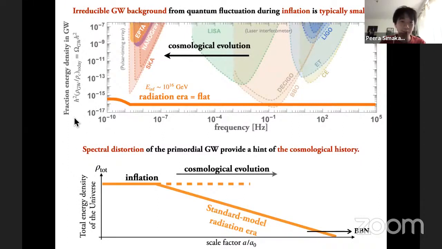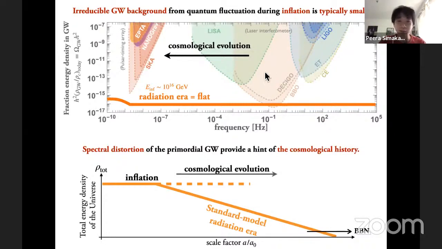So in the future, we know that we have many experiments that could probe the fraction of energy density in gravitational waves over many frequency ranges. For example, we have pulsar timing arrays like SKA and NANOGrav, and we have laser interferometers like LISA in space and Einstein Telescope or Cosmic Explorer on Earth.